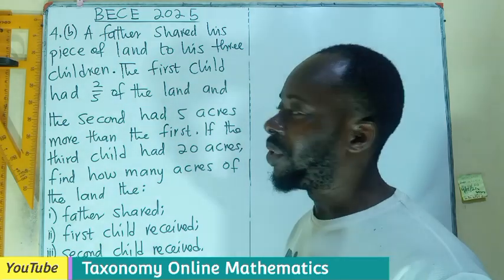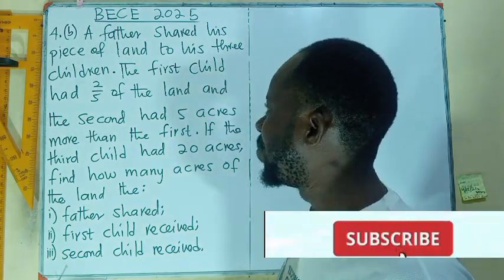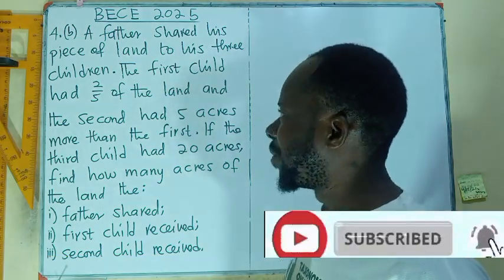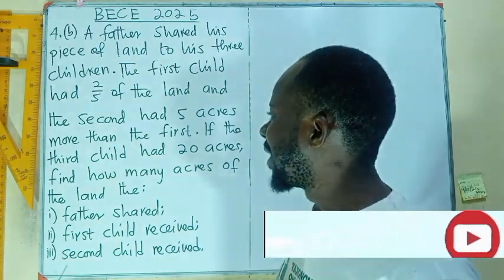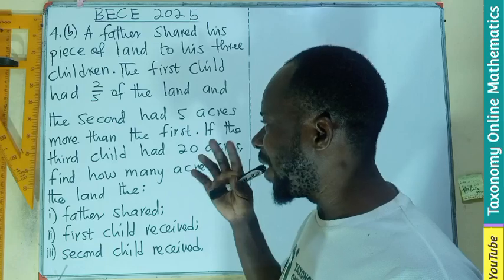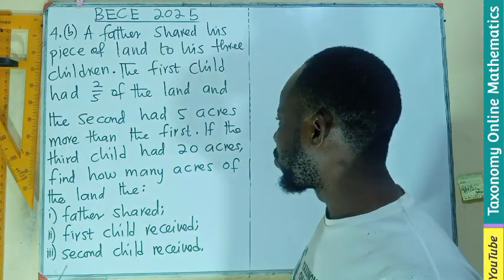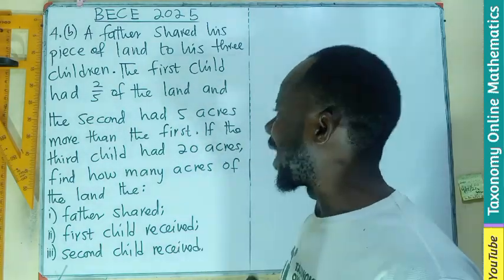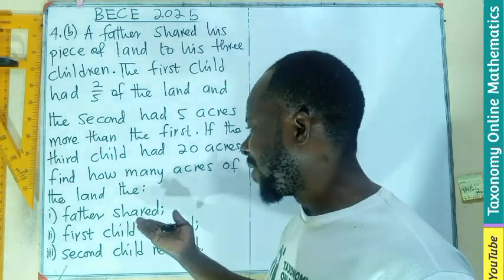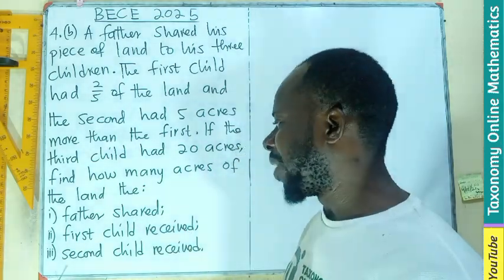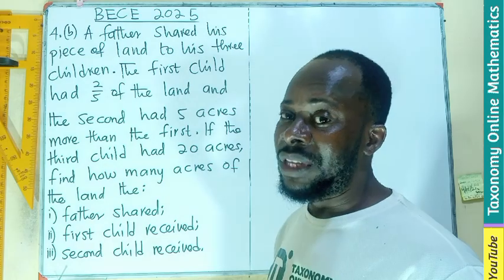This is question 4B. A father shared his piece of land to his three children. The first child had 2/5 of the land, and the second child had 5 acres more than the first one. If the third child had 20 acres, we have to find the number of acres the father shared, what the first child and the second child would receive.